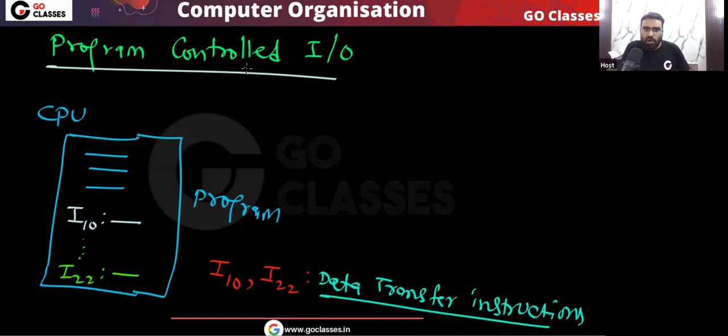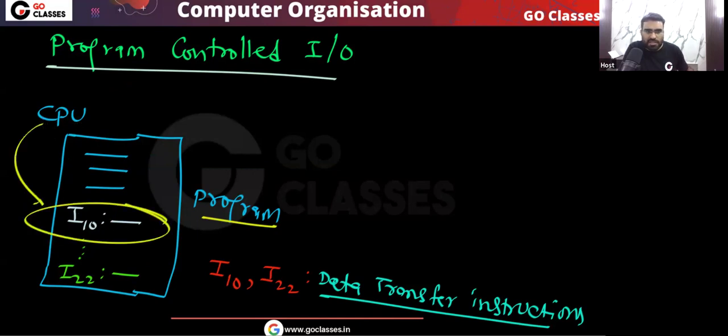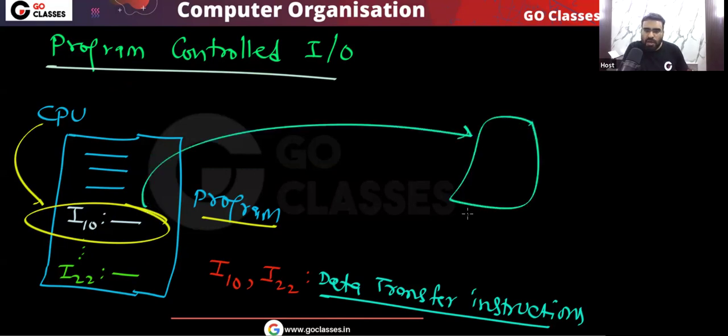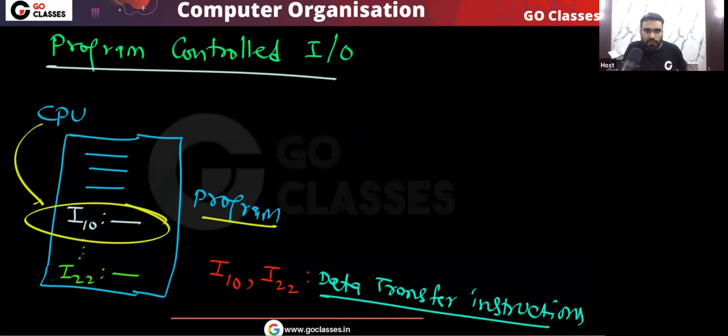Program controlled data transfer means the CPU is executing some program and doing some work. During this program, this instruction comes, which is a data transfer instruction. So to execute this instruction, what will the CPU do? It will give a command to the interface. Yes or no? After giving the command, what will the interface do? The interface will collect data from the IO device.